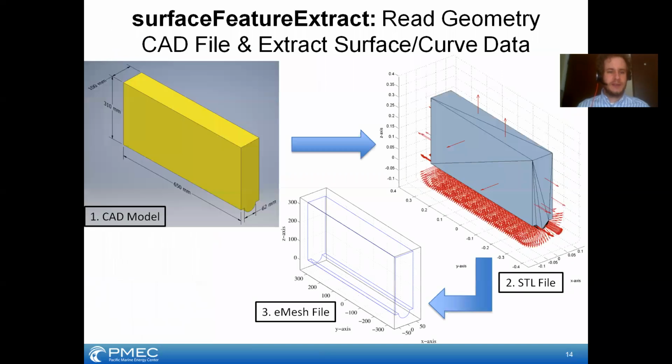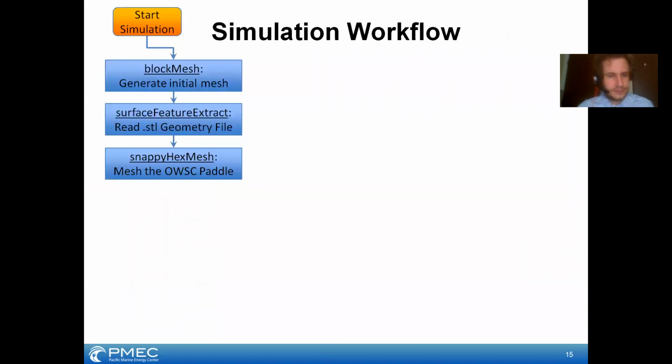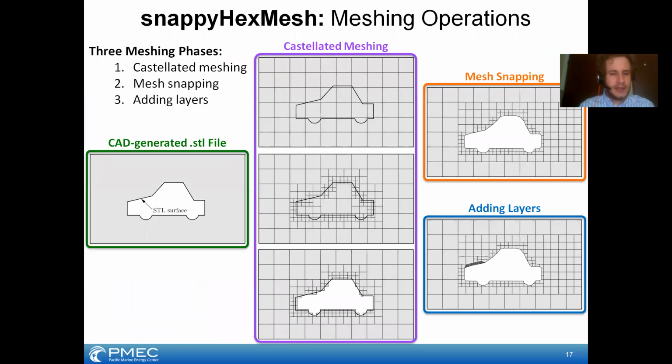And after that, you want to extract data of your model. So if you have a CAD model of your flap of your OWSC, you want to extract a surface, typically a stereolithography STL file comprised of triangle data points and normal vectors. And also you can further extract an edge mesh file for finer refinement around sharp corners and curves. And once you have that data, what do you do with it?